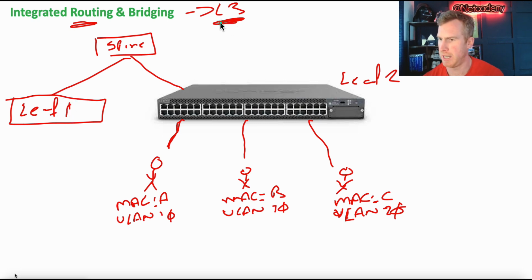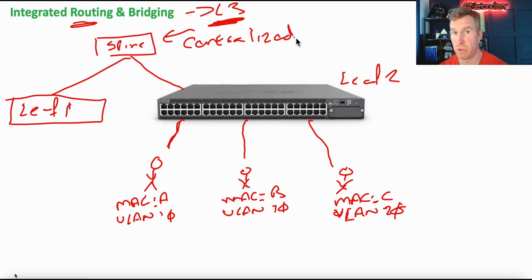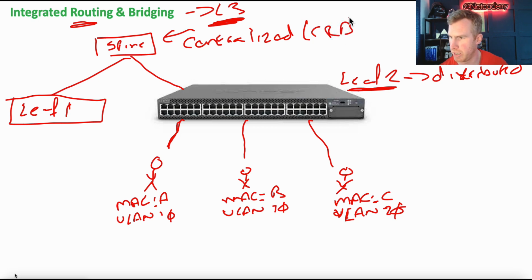Now that layer 3 interface, if it is located on the spine, is what's called a centralized routing model. But if it's located on the leaves, it's called a distributed routing model. And there are pros and cons to both of these, and there are different acronyms. So this would be called a centralized routing and bridging topology or architecture, and this would actually be called ERB, or edge routing and bridging, because this is at the edge of the network itself.